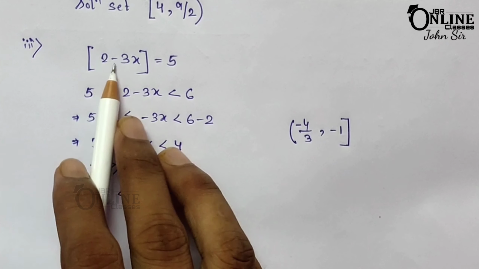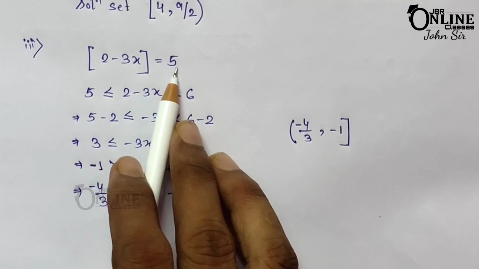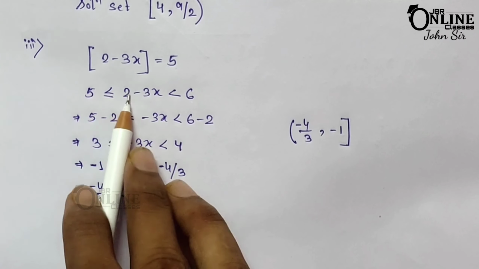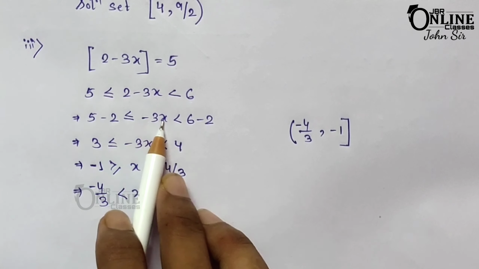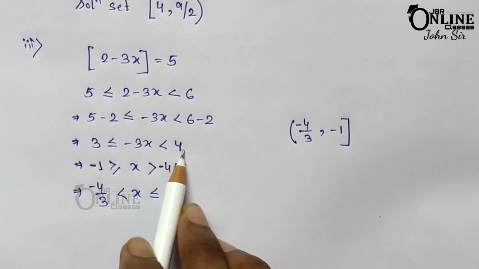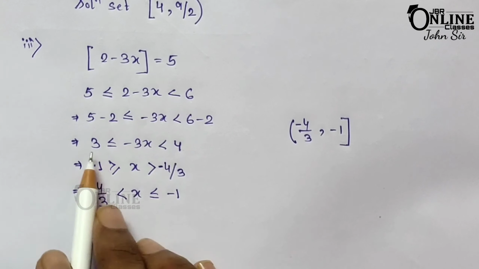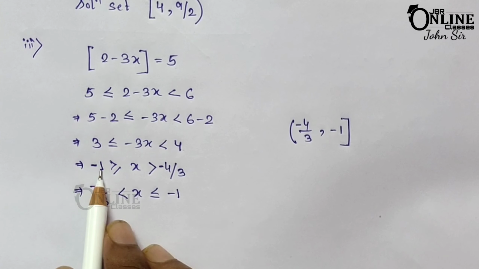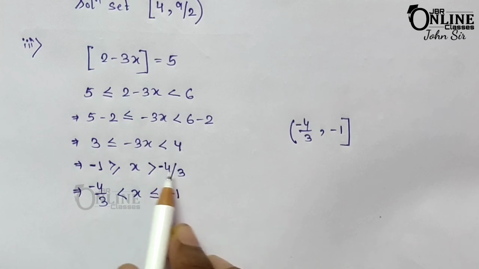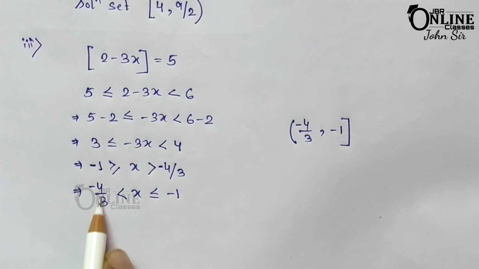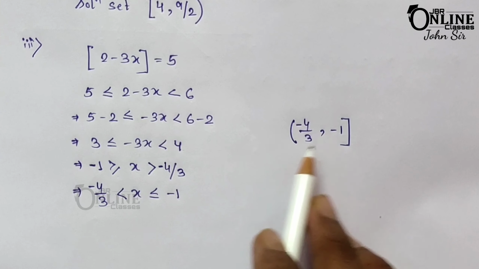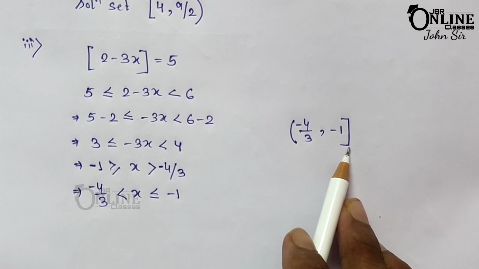Now the third one, 2 minus 3x in closed interval equals 5, so it will be 5 less than or equal to 2 minus 3x less than 6. Next 5 minus 2, less than or equal to minus 3x less than 6 minus 2, so it will be 3 less than or equal to minus 3x less than 4. Now you have to divide it by minus 3, so the inequality changes into greater than or equal to, x greater than minus 4 by 3. So now minus 4 by 3 less than x less than or equal to minus 1, so it will be an open bracket here and a closed bracket at minus 1.